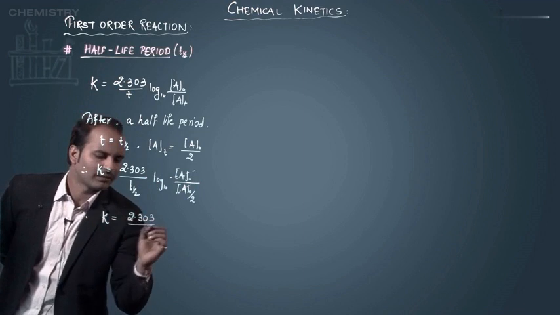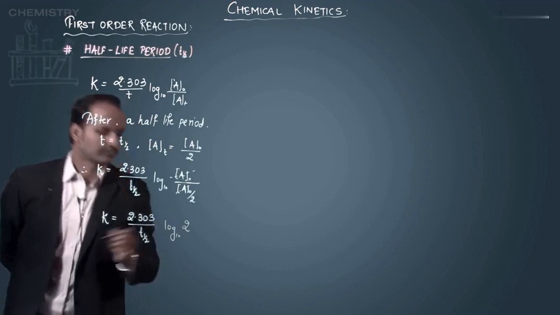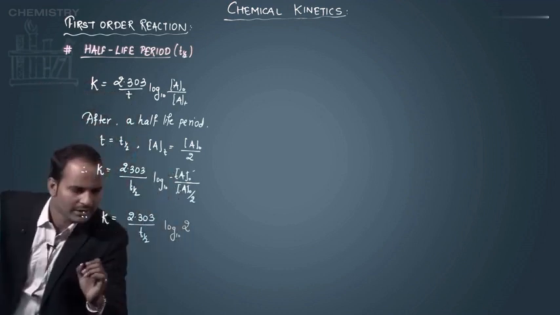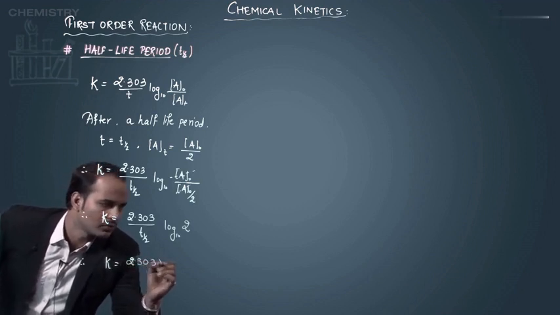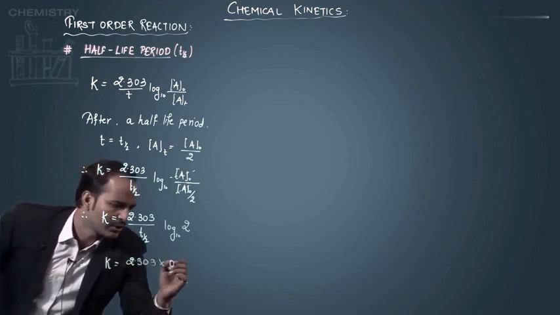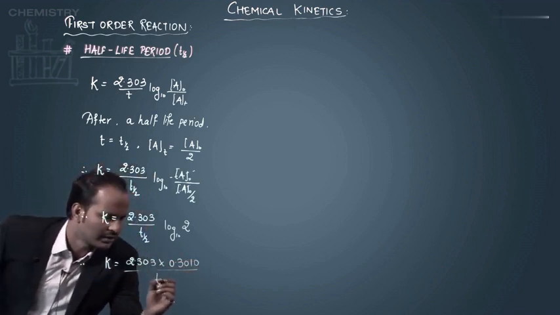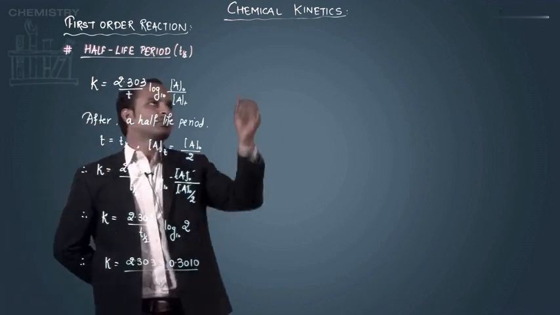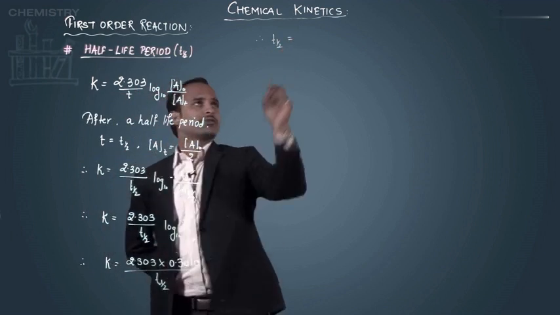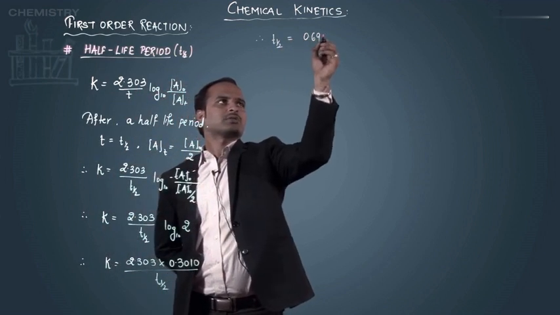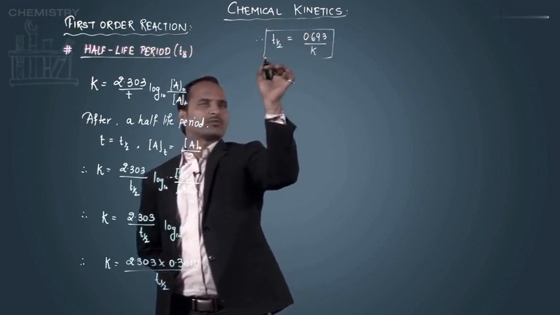2.303 upon t half, log to the base 10 of 2, which can also be written as k is equal to 2.303 upon t half into log of 2, which is 0.3010. So we will have a formula for t half: t half is equal to this into this, which will give you 0.693 upon k. So we get this formula.